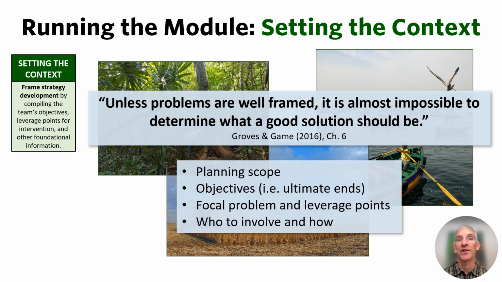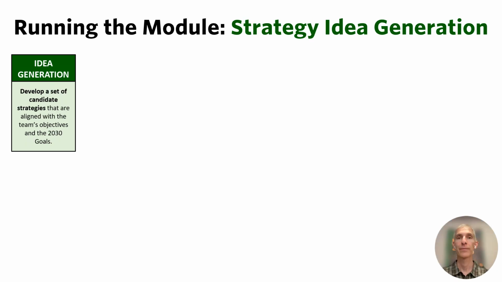Toward that, the setting the context process is a brief but important one through which the team makes sure it's aligned on the core pieces that set up strategy brainstorming discussions. It's things like planning scope, objectives, the focal problem they're addressing and leverage points for intervention, and who to involve and how to drive an inclusive, equitable strategy development process.